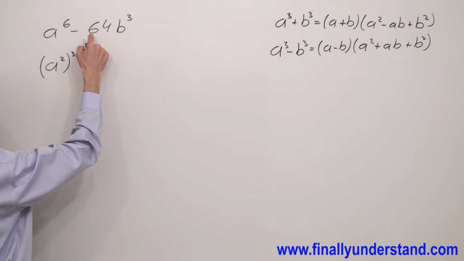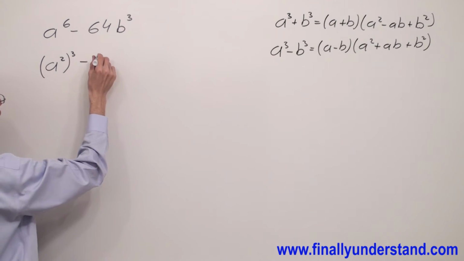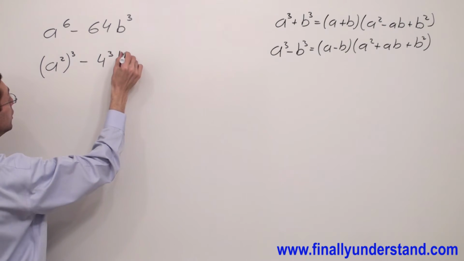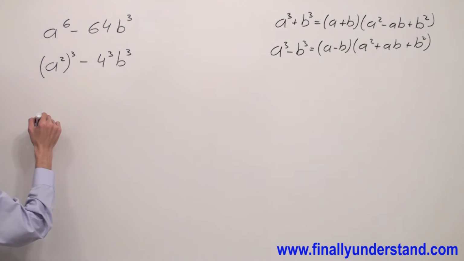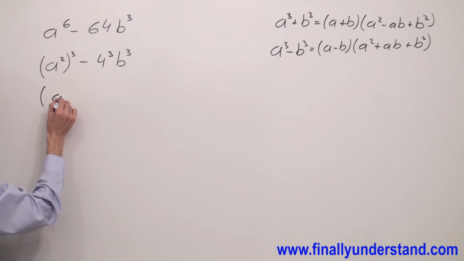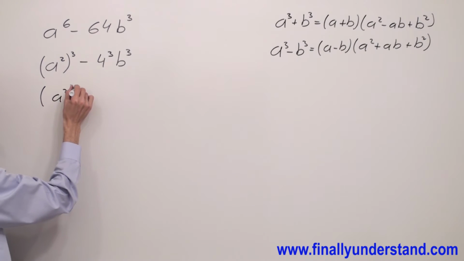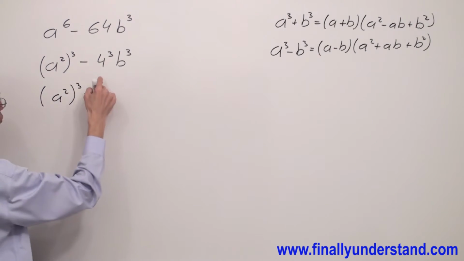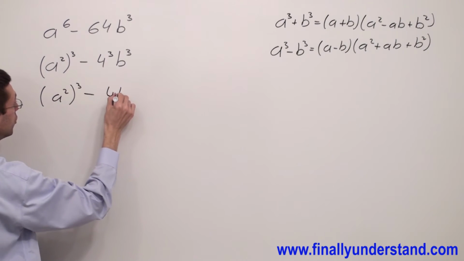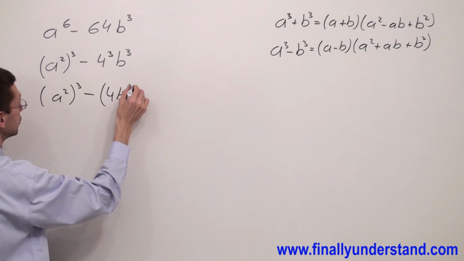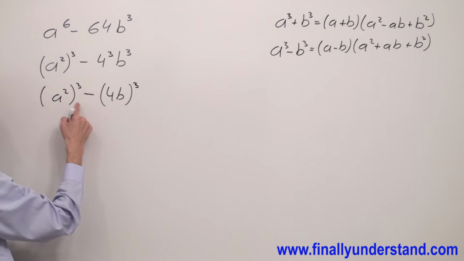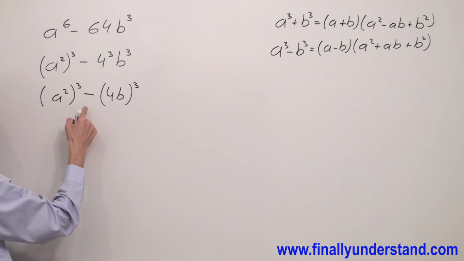Minus 64. I can rewrite it as 4 to the third power and copy down b to the third. Now let me do everything step by step, and I'm going to write a to the second power to the third minus, use the properties of exponents and rewrite this term as 4b to the third power. As you can see, we got a difference of 2 perfect cubes.